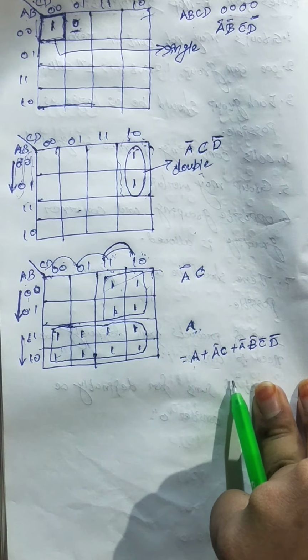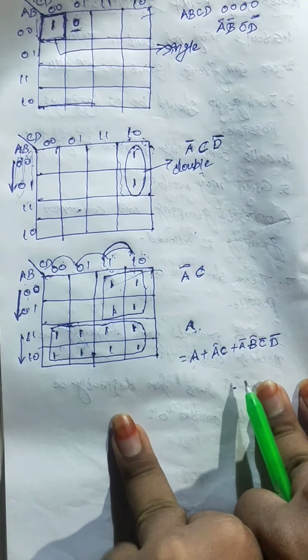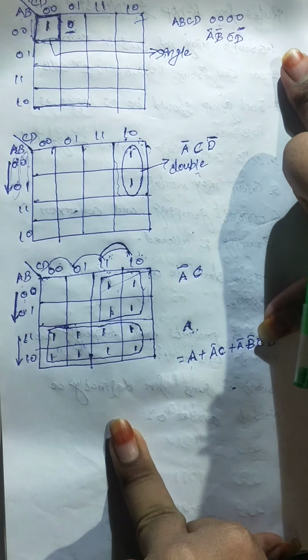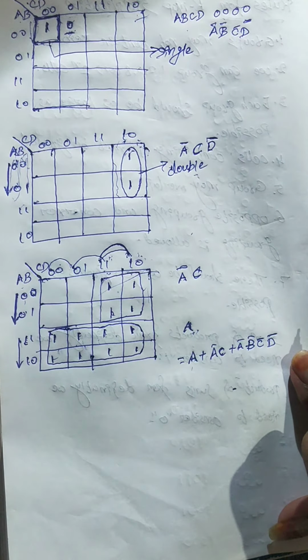This is the first rule of K-map simplification. In the next class, we will discuss the next rule of K-map simplification.